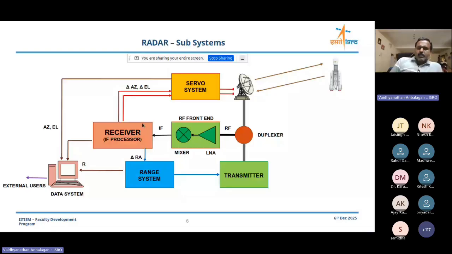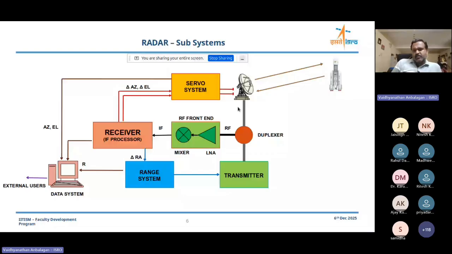This receiver detects the signal above its noise floor level, separating the real echo from the noise, and gives it to a system where the range system has the mark of where the transmitted signal was and where the echo has come, which tells us the range of the target.